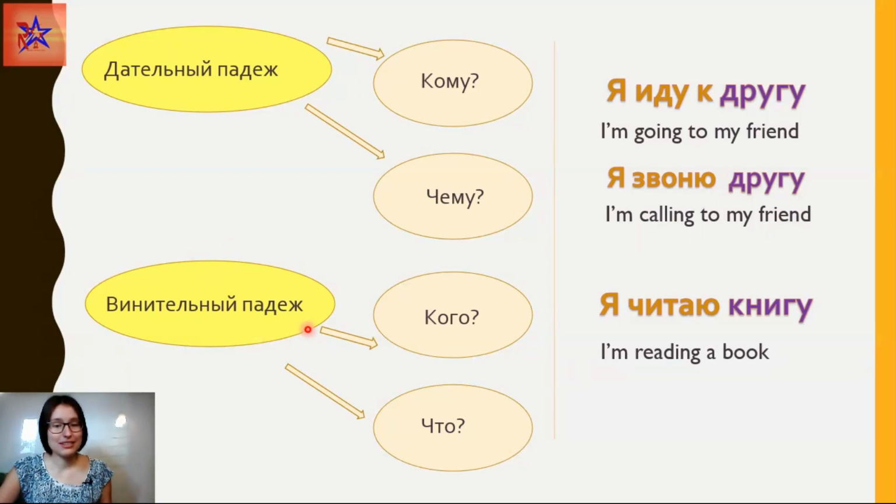Again, accusative case, that's винительный падеж. Answers such questions like кого, что. So, я читаю книгу. I'm reading a book. So, it is used for direct objects. And we will see it more closely in the video a little bit later.